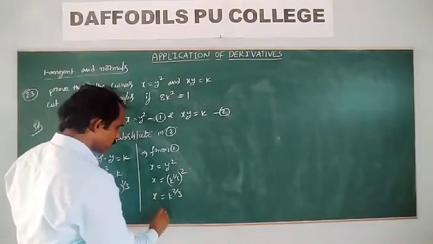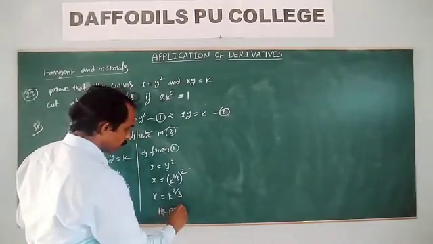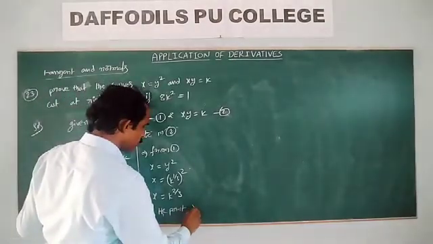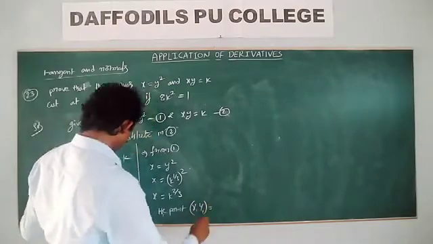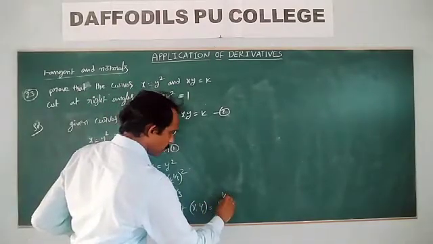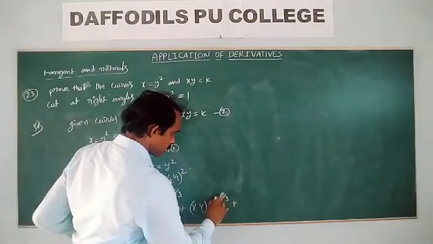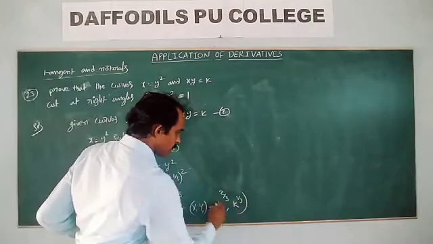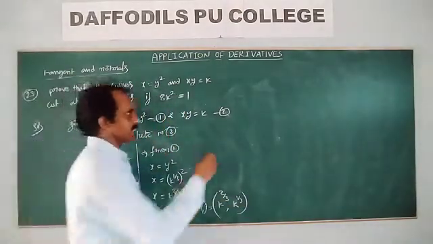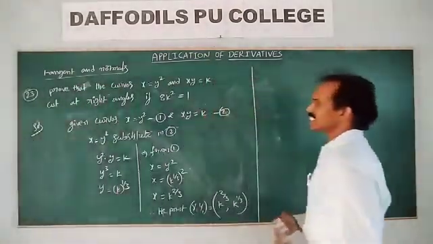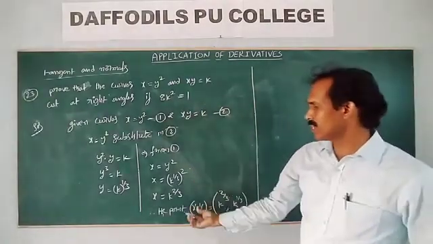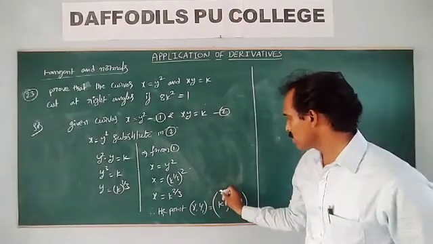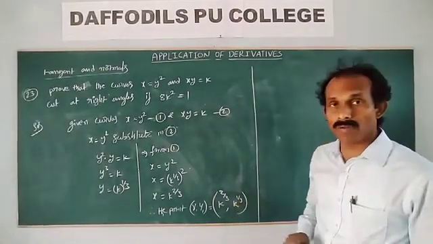Therefore, the curves intersect at the point x1, y1, which is k to the power of 2 by 3 comma k to the power of 1 by 3. Intersect means one curve is substituted in another to get the intersecting point.